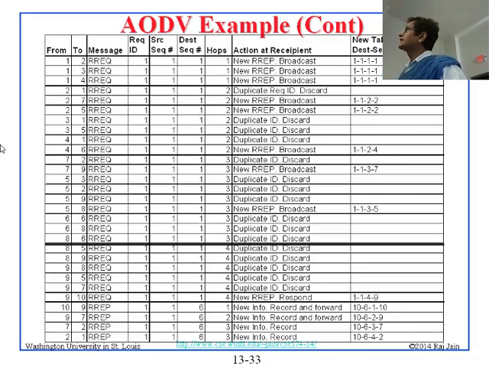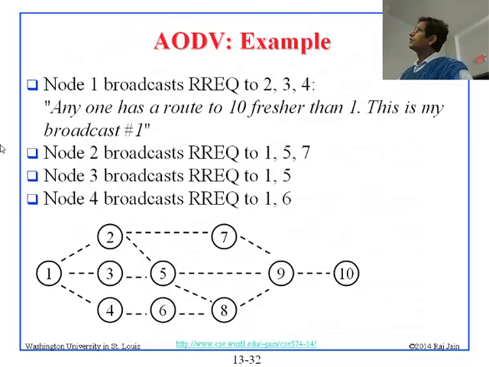But it records 4 things in this table: destination, sequence, hops, and the next node. Then 1 sends to 3. 3 does exactly the same thing, and 4 does exactly the same thing, but all of them broadcast. So now 2 is going to send to all its neighbors: 2 is going to send to 1, 5, and 7.